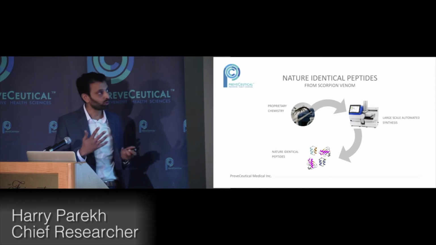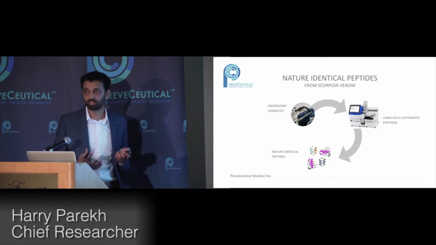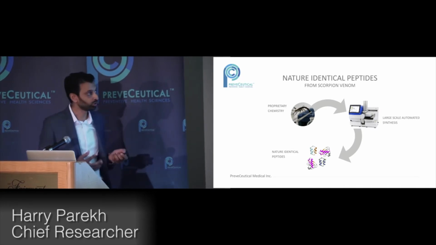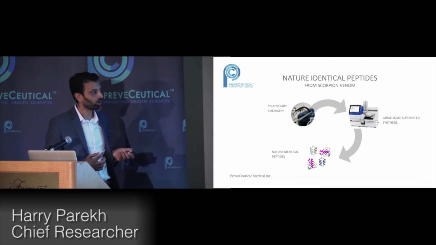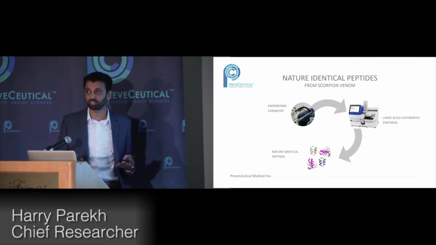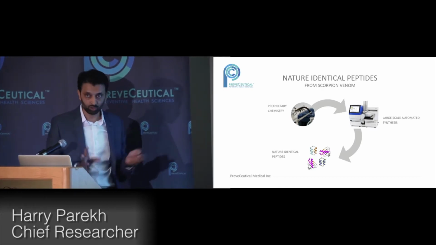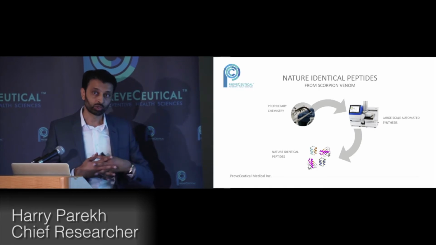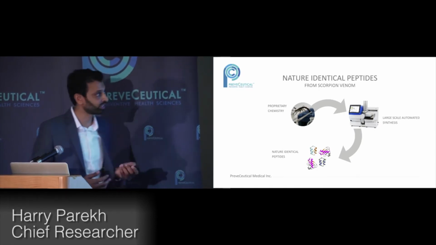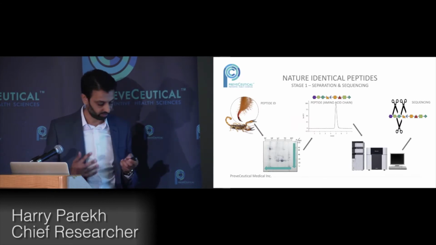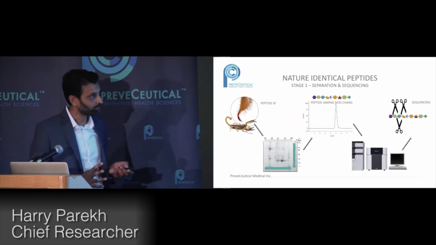And then the whole objective is to move to large-scale automated synthesis so that we can generate, in a synthetic fashion, using that proprietary chemistry, a whole series of nature-identical peptides and variants thereof. So hopefully that gives you an overall scope. This is going to be addressed over 3 stages. The first stage, as I've already mentioned, will be milking that venom, and thankfully that's not my job.